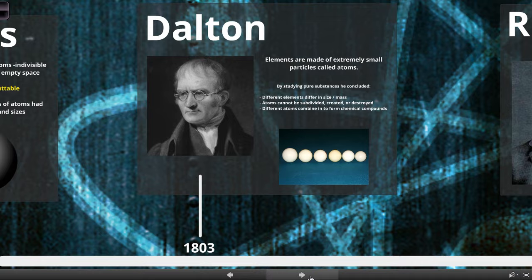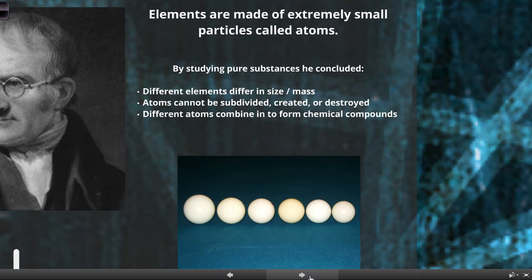We now fast forward to 1803, and it really is a long time where this theory of an atom didn't develop any further. And then we get to Dalton. So Dalton in 1803 basically extended our knowledge of atomic theory. So he basically, studying pure substances, revisited this idea, and he came up with the theory that elements are made of extremely small particles called atoms. He believed that these atoms had different shapes and masses, but that they couldn't be subdivided or created or destroyed.